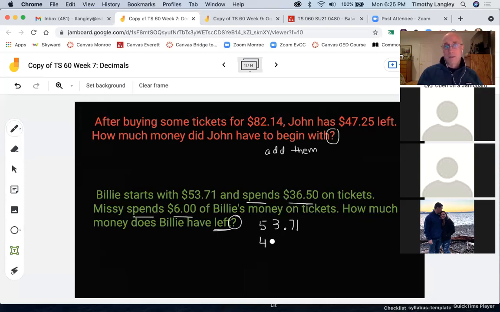And so I would do something like this, 0.50, and go minus. I did that kind of fast, but what I did was, we got two things being spent on. We spend money on tickets, Billy does, and then Missy spends $6 more of Billy's money. So I added this 6 plus this 36 to get a total of 42.50. And then I subtract that to find out how much is left.